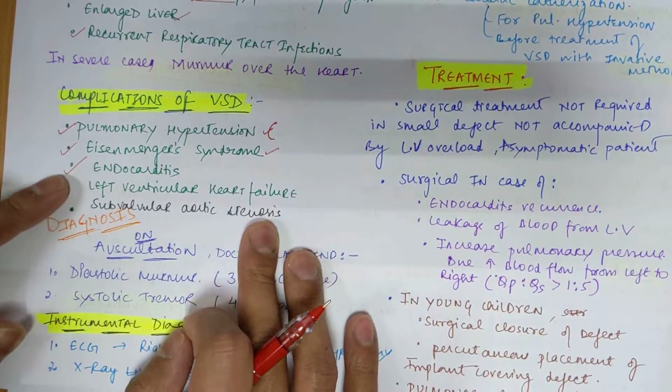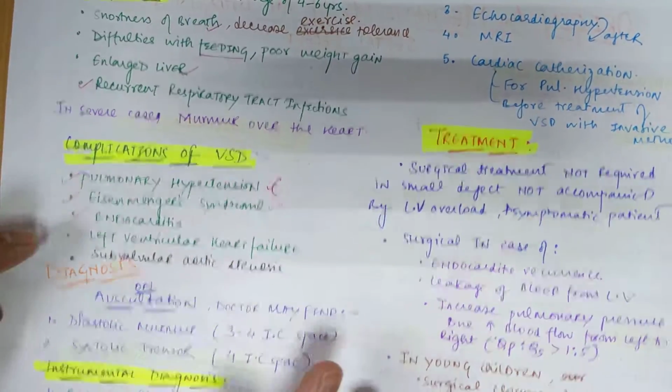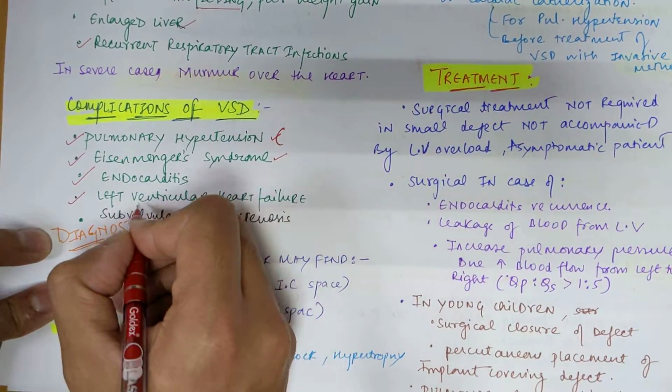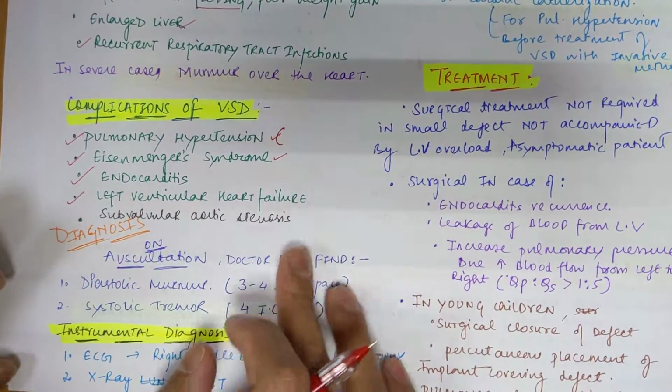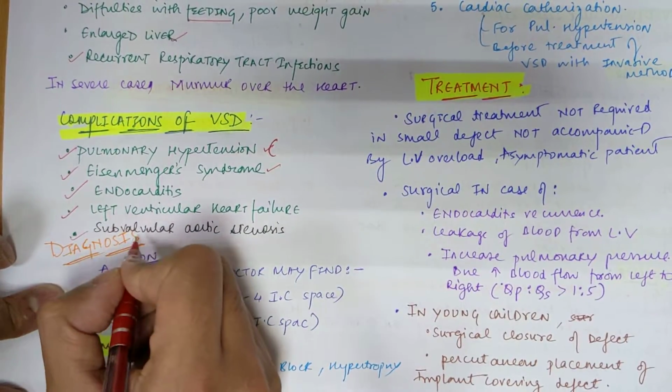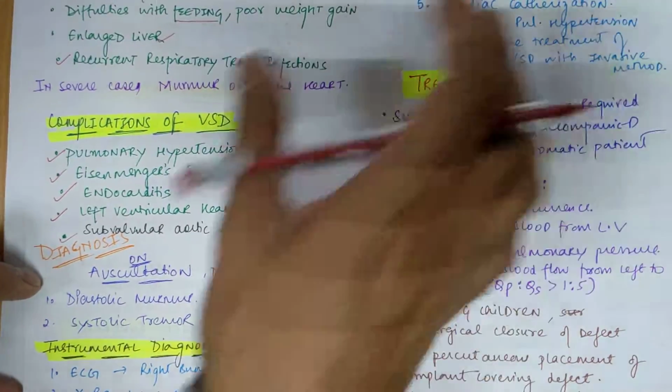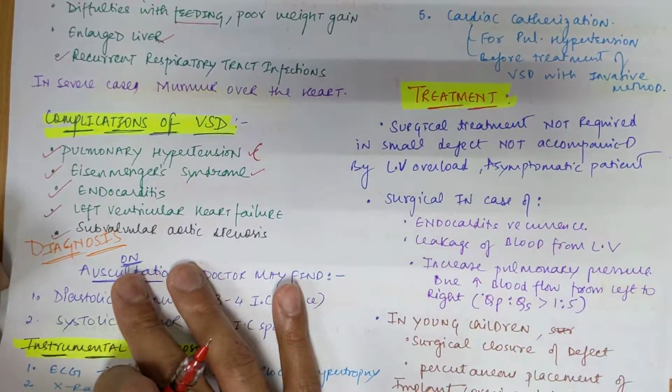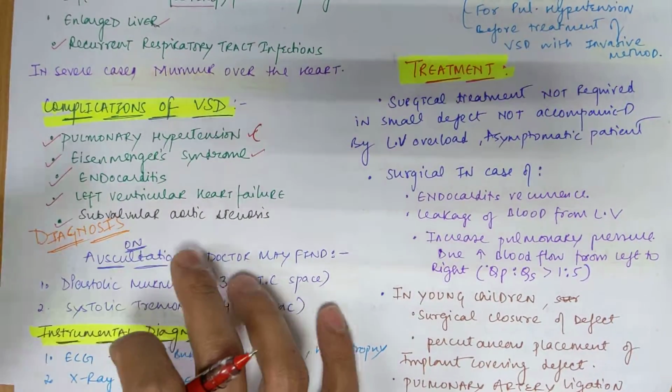Endocarditis, that is infection in the inner layer of the heart, can develop. There will be left ventricular heart failure due to increased pressure inside the ventricles, and the fourth will be subvalvular aortic stenosis. So these can be the complications after the development of ventricular septal defect.